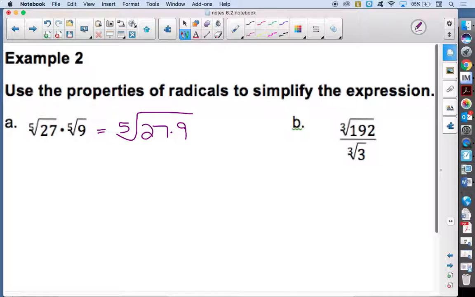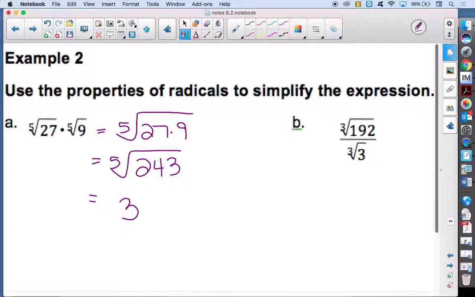Does anybody know what 27 times 9 is, Ethan? 243. So on your radical sheet, is there a 5th root of 243? So Ethan, in the column of powers of 5, is there 243? Yes. And it is 3. The 5th root is odd, so I don't need a plus or minus, and that 243 was positive, so my answer is positive.